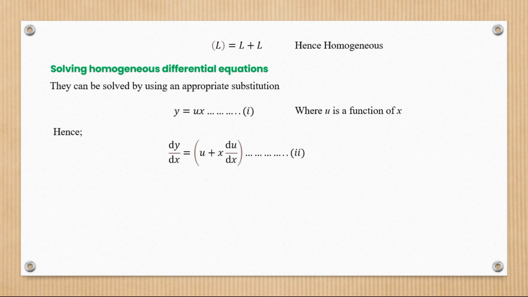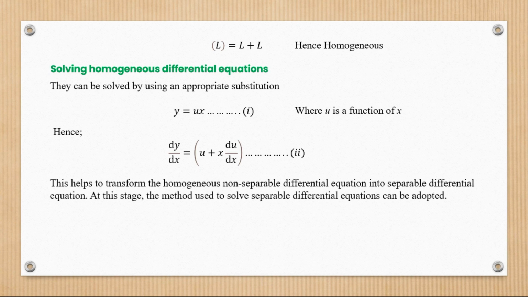Now these two equations, equation 1 and equation 2, are going to be very useful every single time we want to convert a homogeneous differential equation into a separable one before we solve it the usual way we are accustomed to. So this helps to transform the homogeneous non-separable differential equation into a separable differential equation. At this stage, the method used to solve separable differential equations can now be adopted. So let's look at some examples.